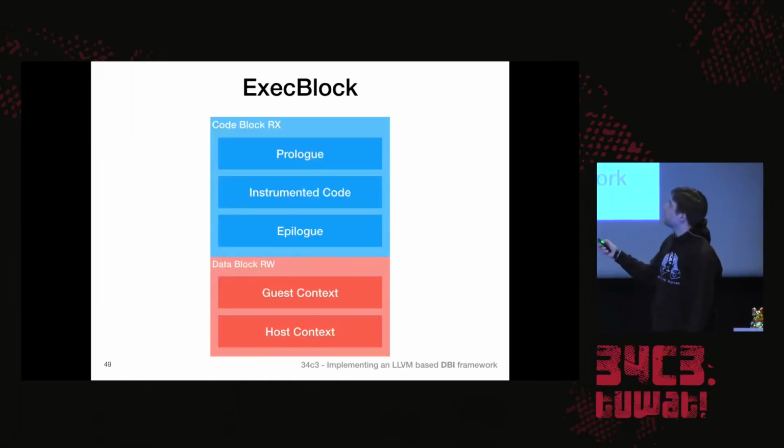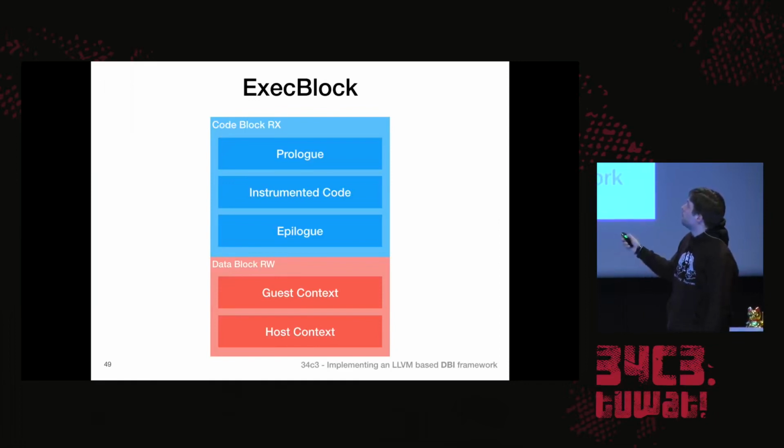So this is the first page we call the code block, and this is the second page we call the data block. This one is read, execute, this one is read, write. So the first piece of code in the code block is the prologue, which is basically in charge of doing the context switch. And to do that context switch, it can simply store the host context there and load the guest context there using relative addressing. This is the instrumented code, the one we generate with the engine, and this is the epilogue, which does the inverse switch.